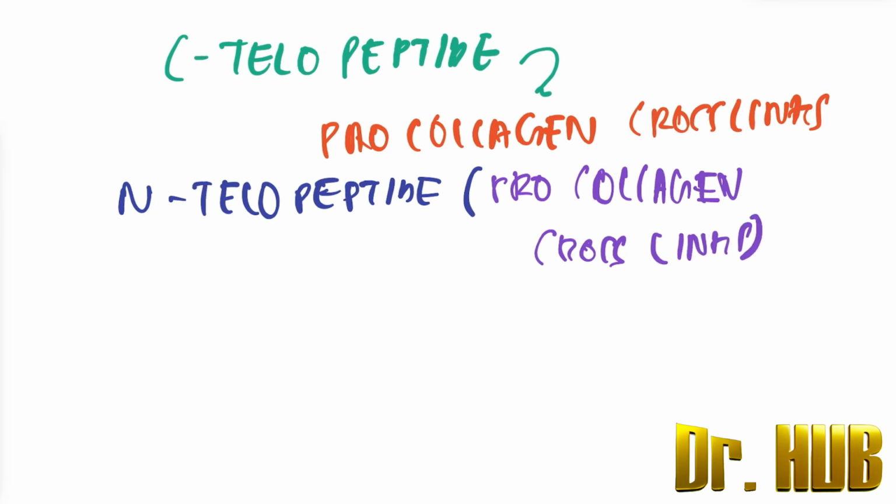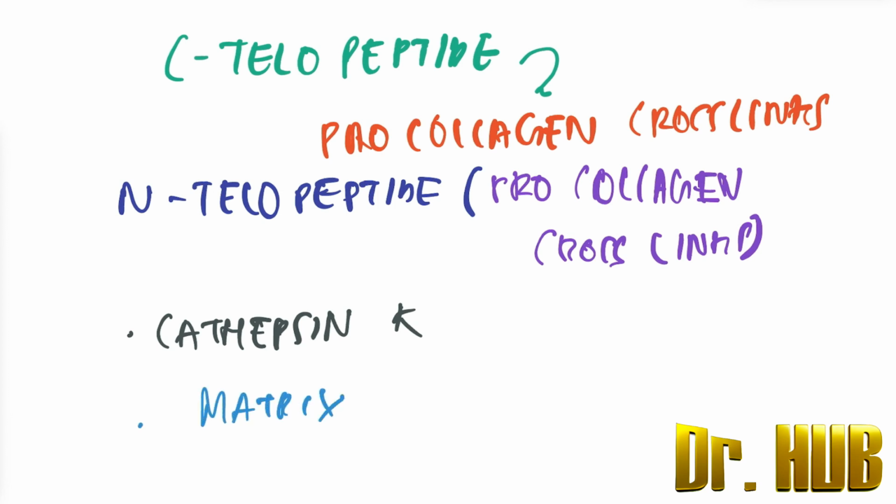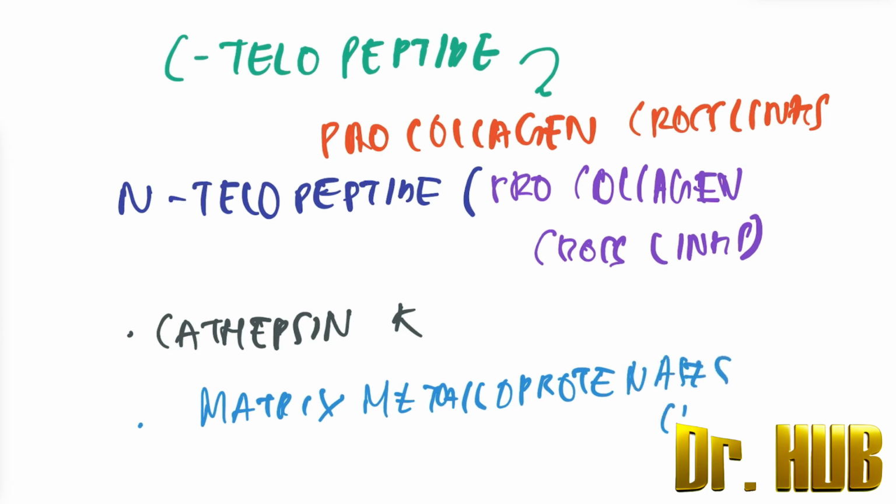Then the bone resorption markers in the blood include cathepsin K as well. Next there is the matrix metalloproteinases, in short known as the MMPs.